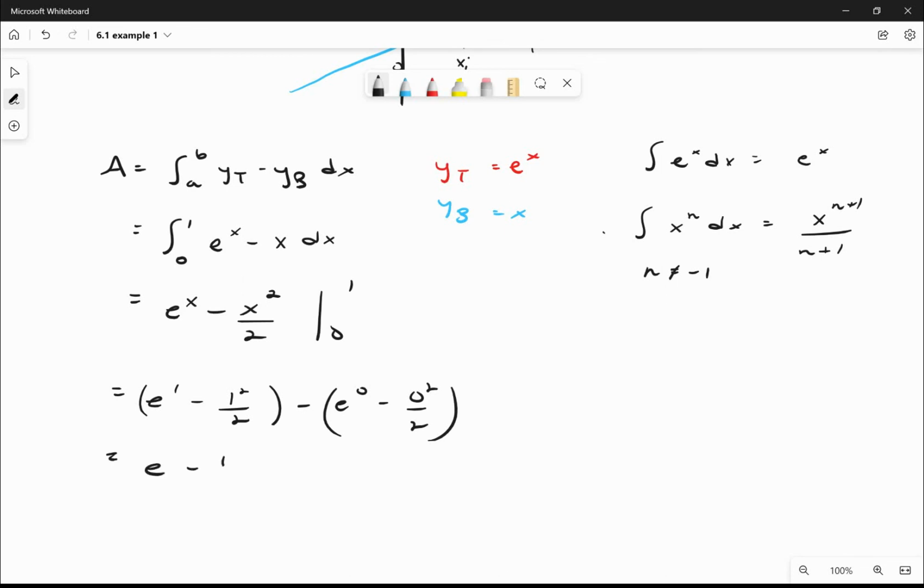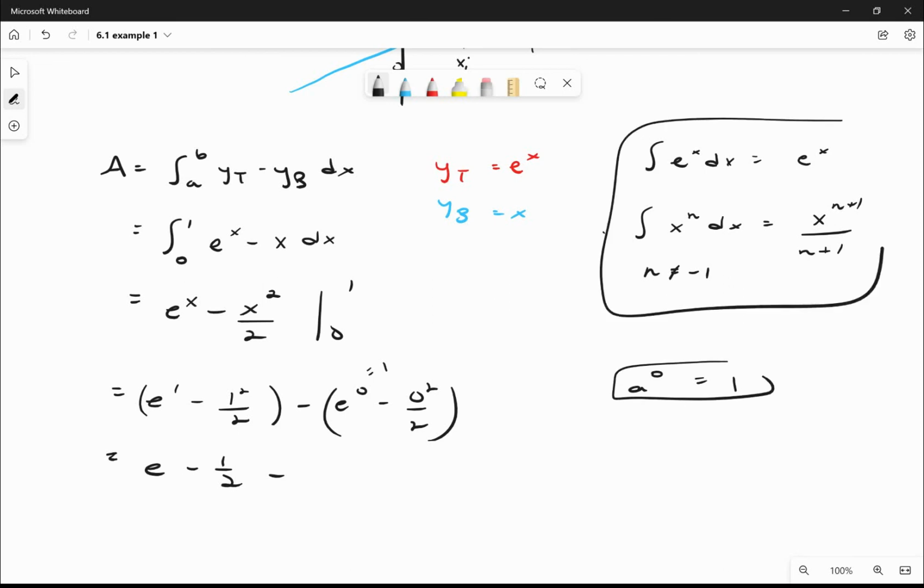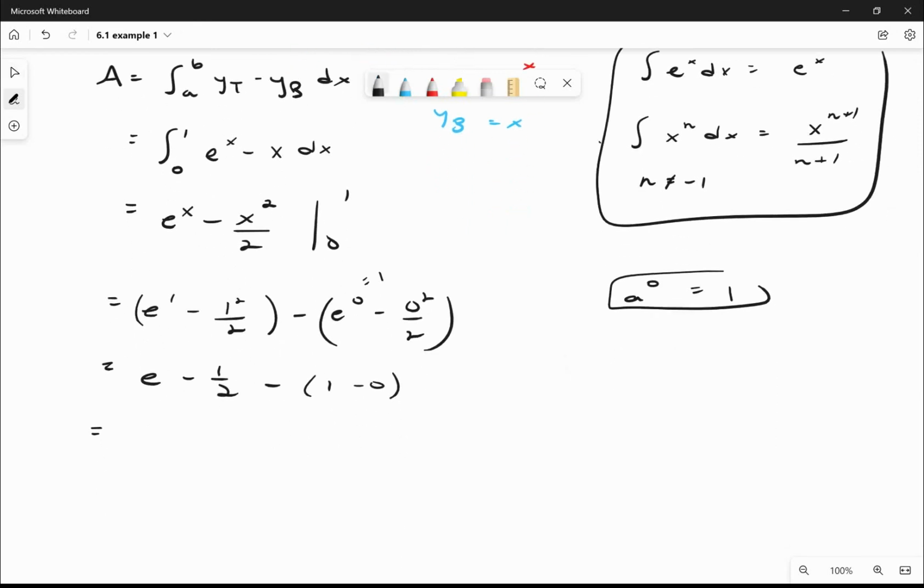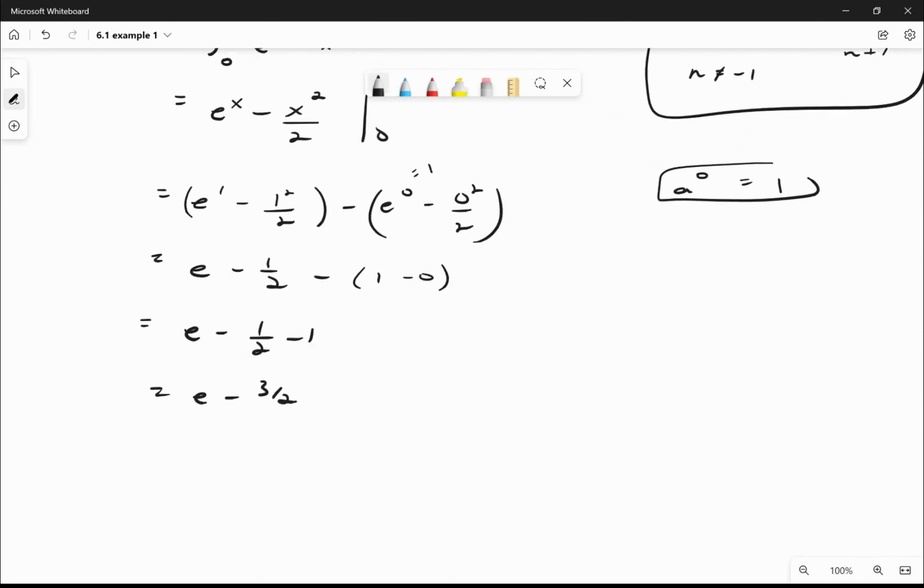We have e minus 1/2 minus, and e to the 0 is equal to 1, right? Any non-zero constant a to the 0 is just going to be equal to 1. That's just one of our exponential rules, right? I guess I'll box these two. These are just kind of laws that we have, right? So this is minus the quantity 1 minus 0. So that's what I was saying, it is always important to make sure to have these parentheses written here. In this case, it didn't matter because the distribution was on a 0 anyways, but we have e minus 1/2 minus 1, which is just e minus 3/2. And that's our area, right?